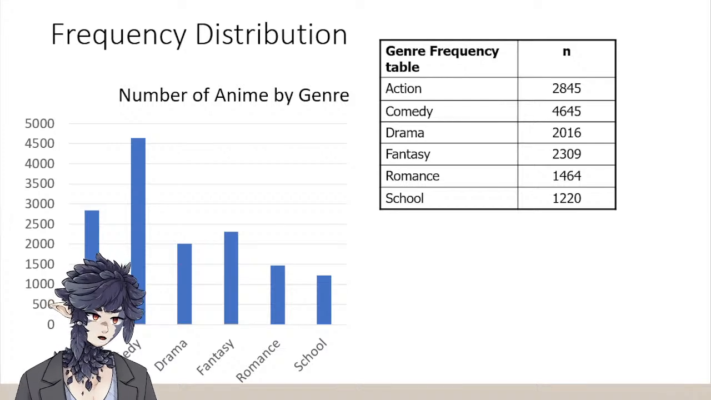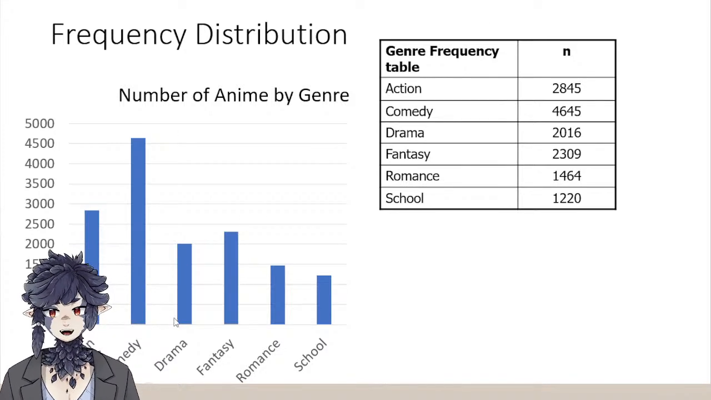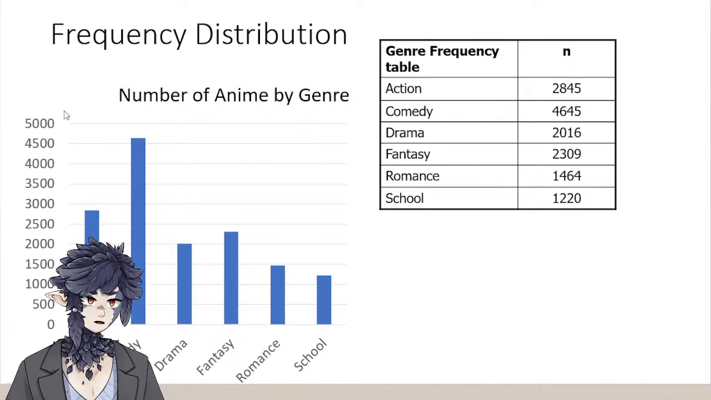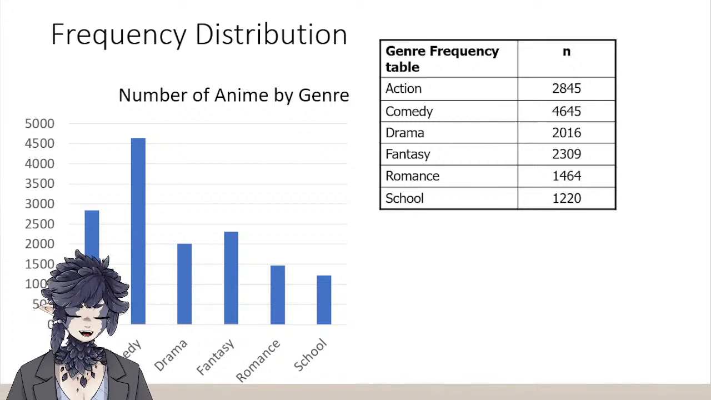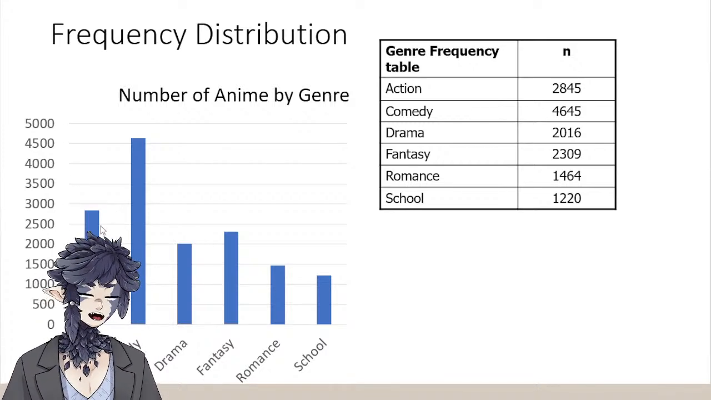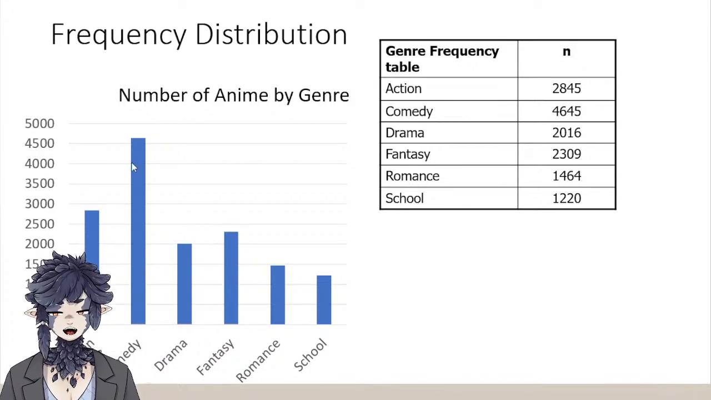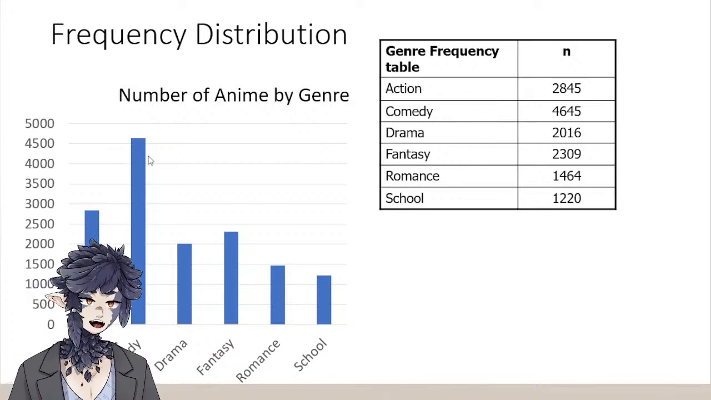So here's another example. Here we have another frequency distribution. On the x-axis, we have the genre of each anime. On the y-axis, we have the number of anime in the MyAnimeList database from this data set that I have that fell into that genre. I think I did this as the first genre listed on their page. Or it might have been just, did it have this genre listed? Yeah, it was one of the genres listed.